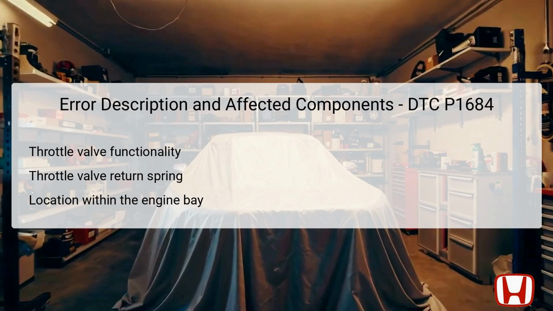DTC P1684 points to issues with the throttle valve return spring's performance, highlighting its vital role in the throttle body. The throttle valve itself is responsible for controlling airflow into the engine and is located within the throttle body, which sits typically on the intake manifold of the vehicle. The throttle valve return spring's primary function is to ensure that the throttle valve returns to a fully closed position when not actively operated. This precise functionality prevents unintended acceleration and supports vehicle stability.